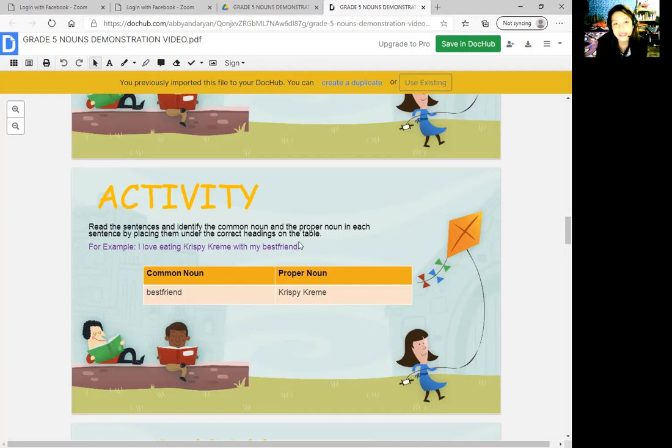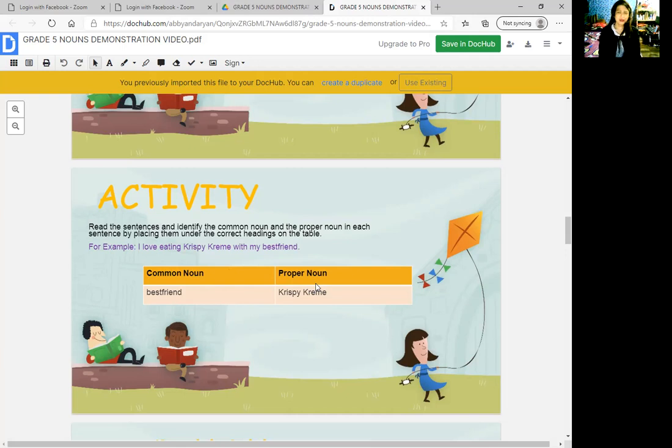So here in the sentence, best friend is a common noun. It refers to my best friend. I'm not telling you who my best friend is, I just tell you that it's my best friend. So I did not name a best friend specifically. So it's a common noun. And then the proper noun here is Krispy Kreme because it refers to my favorite kind of donut, which is Krispy Kreme.